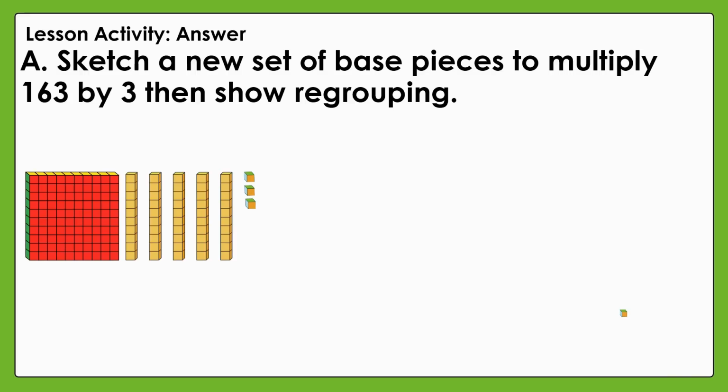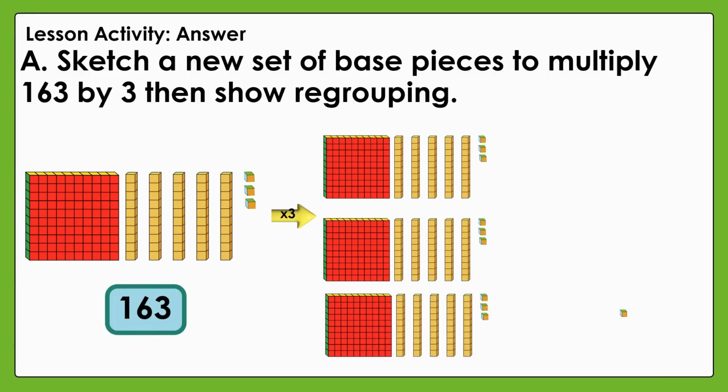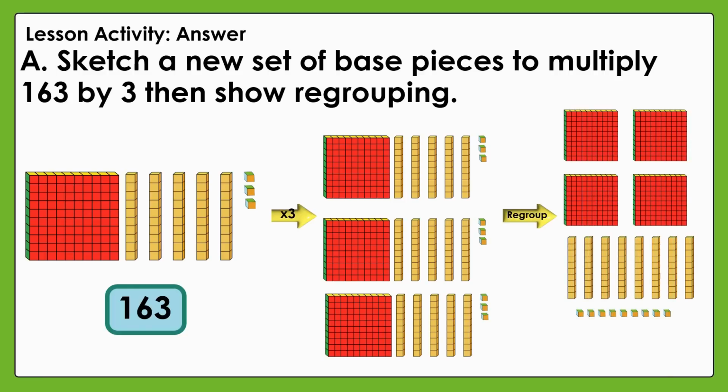Here is the answer. 163 times 3 is equal to 489.